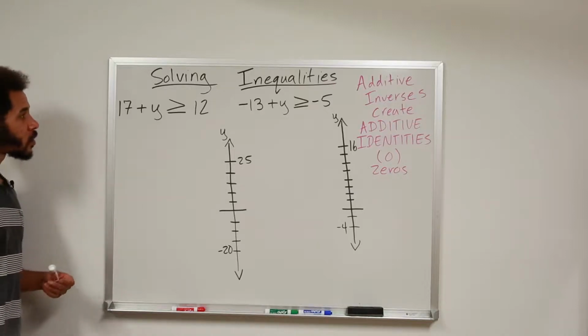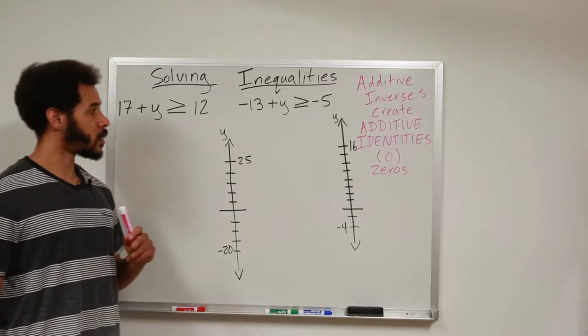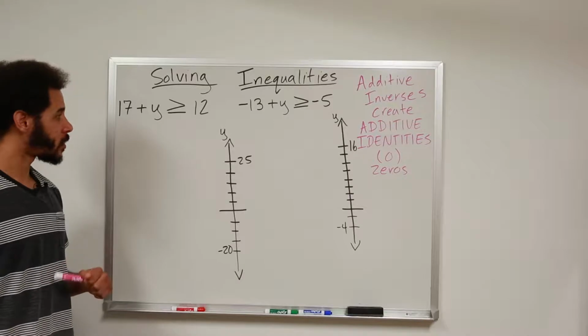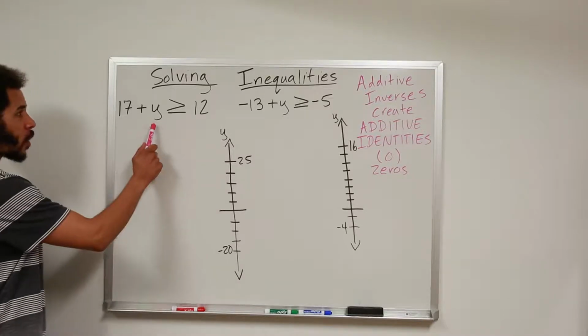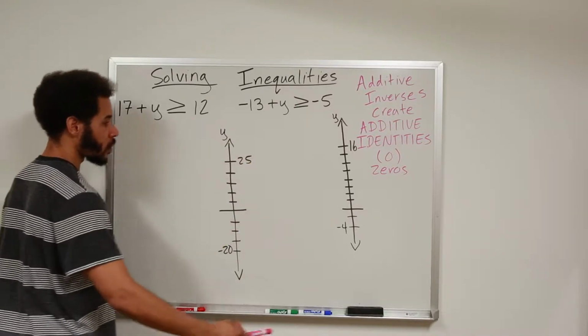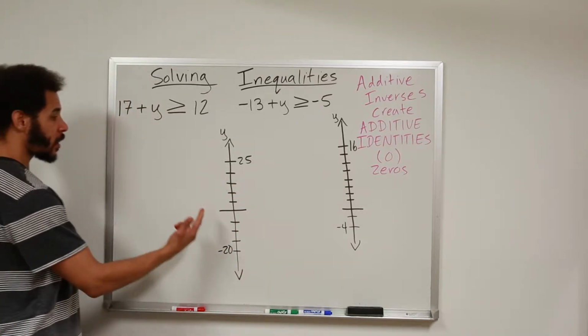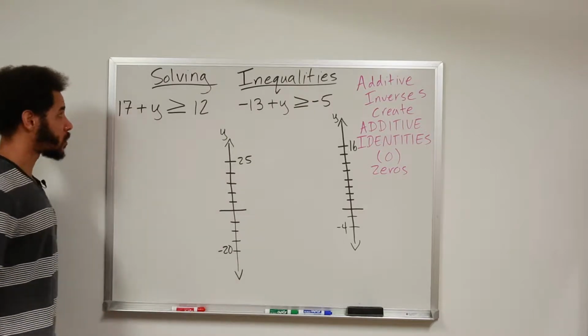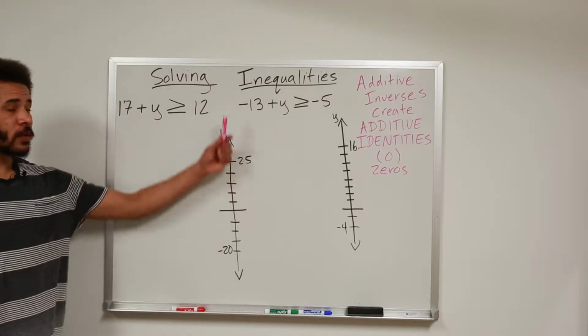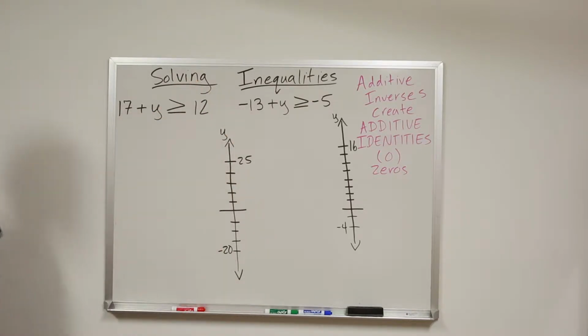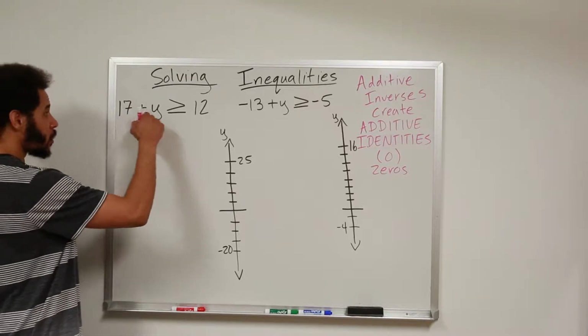We have a couple more one-step inequalities, once again using the additive inverse to create additive identities. We're using the variable y this time and using vertical number lines because the y-axis is a vertical number line. So we're going to have positive going up, negative going down this time, or greater than going up and less than going down. Once again, we need to create our 0 here to isolate y.